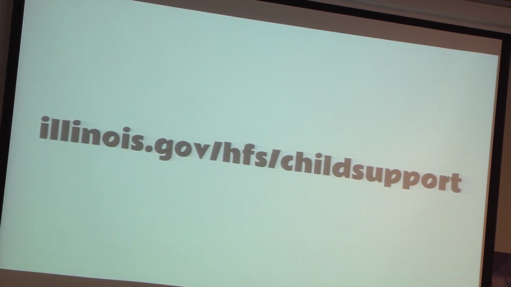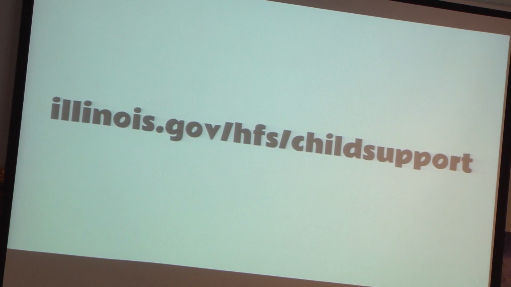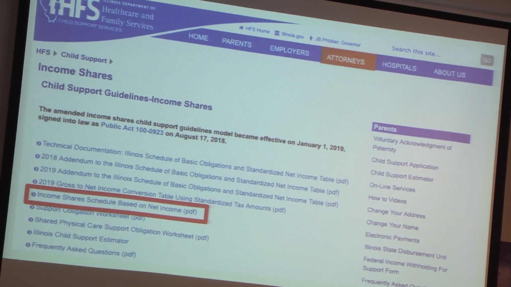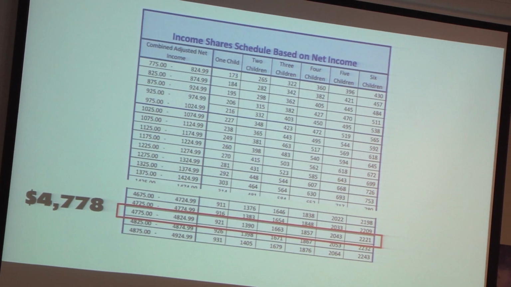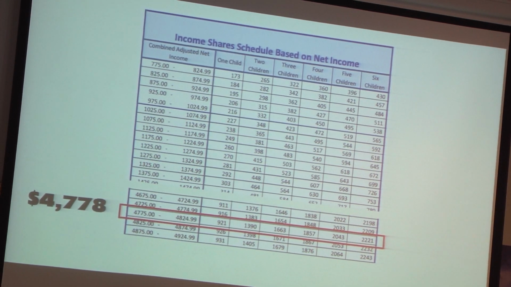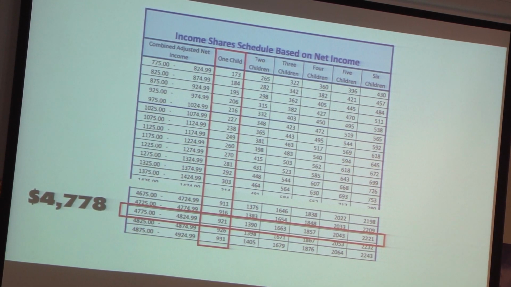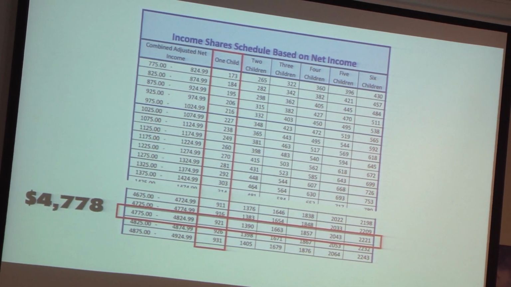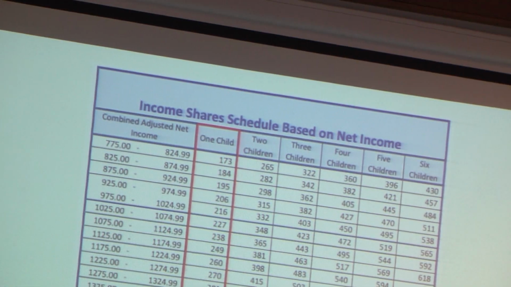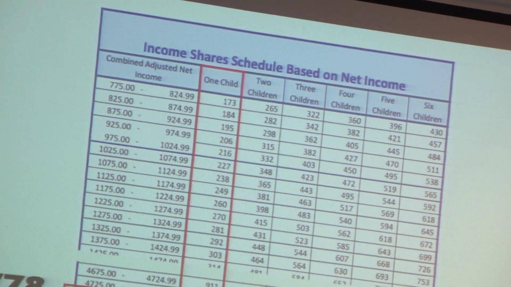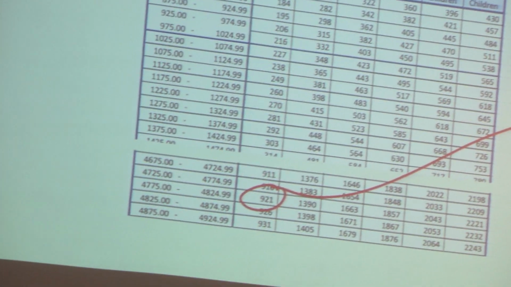And then we're going to go back to that chart. And that's available on HFS's website. It's right here. It's called the income share schedule. It looks like this, right? So we're going to find their combined income right here on this line. And we know they have one child. So their combined amount in this scenario is $921. That's supposed to be how much both of them are spending to support this child, for the child's basic needs.